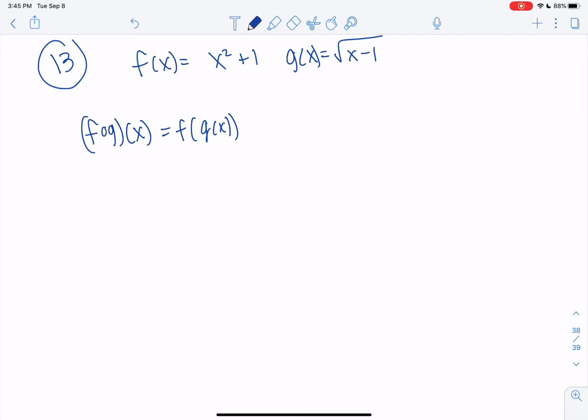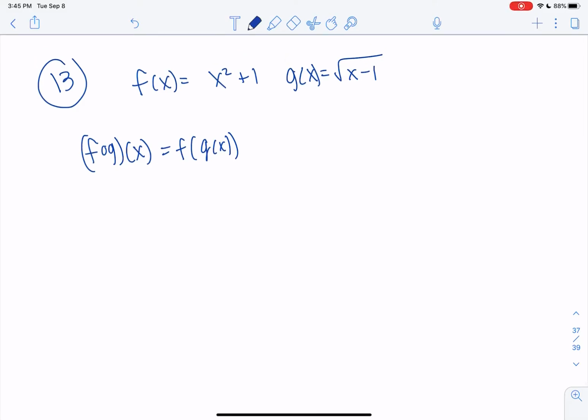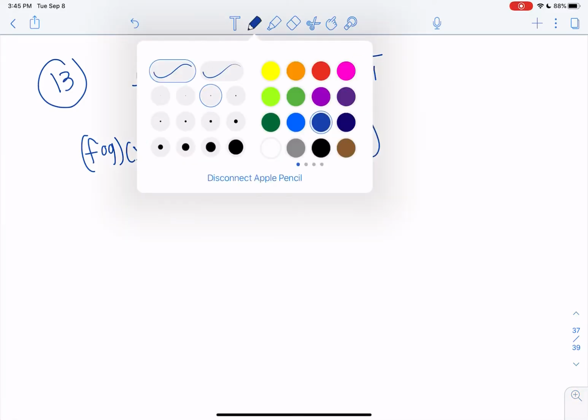Let's do 13, which was f of g and g of f and its domain. So let's do f of g of x first, which means we're going to take f and plug g of x into it. So before we plug in, are there any domain restrictions?